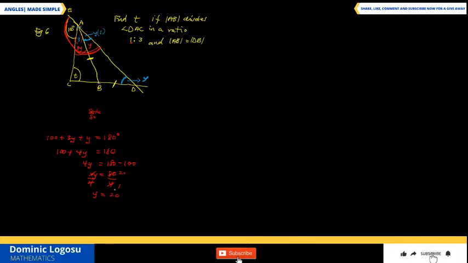Once we've established that this is 20, let me redraw this whole diagram, because what is on the screen looks very horrible. What kind of drawing is this? Anyway, we'll manage.